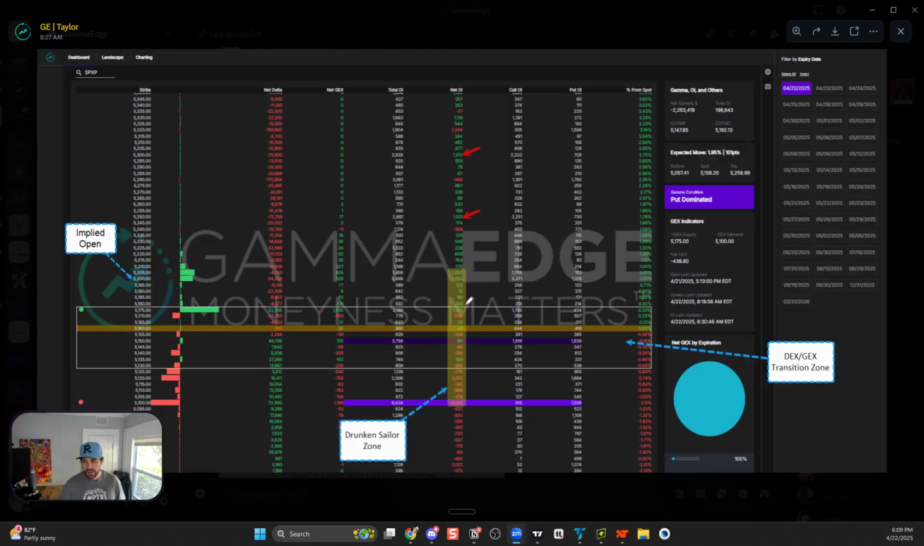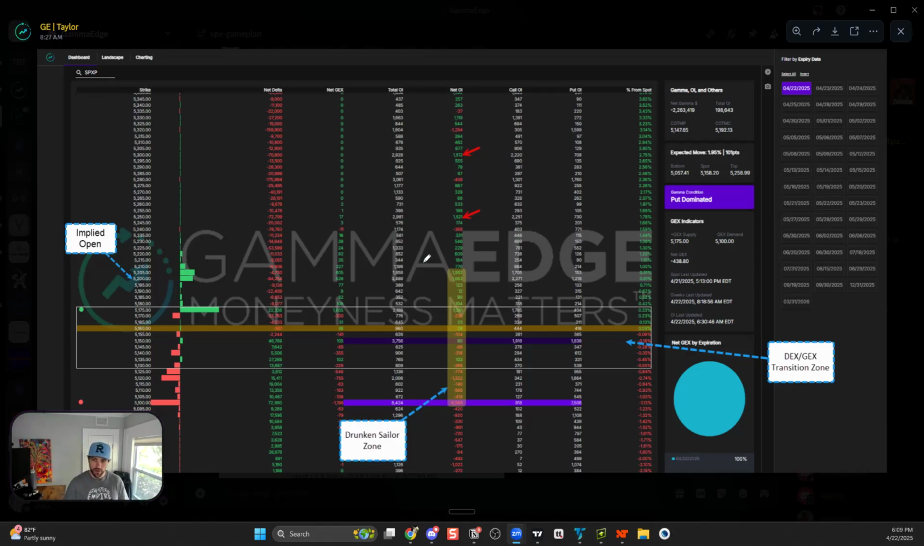We developed the delta transition zone based off the distribution of deltas throughout the option structure. Then we also have a gamma transition zone. Those are key sensitivity points, reference points within the structure. Then we also have something called the drunken sailor zone.